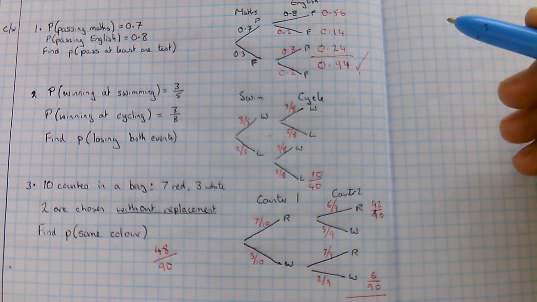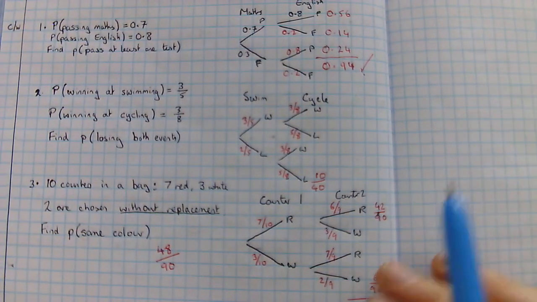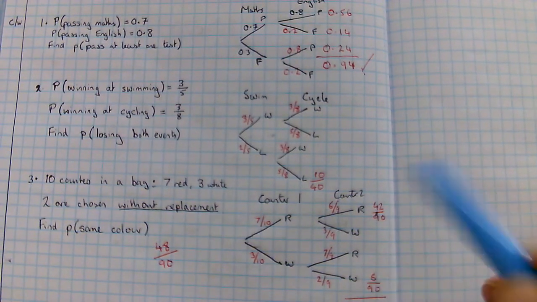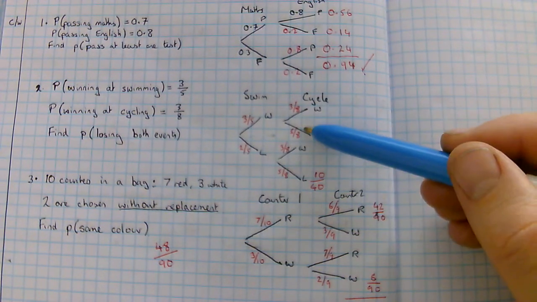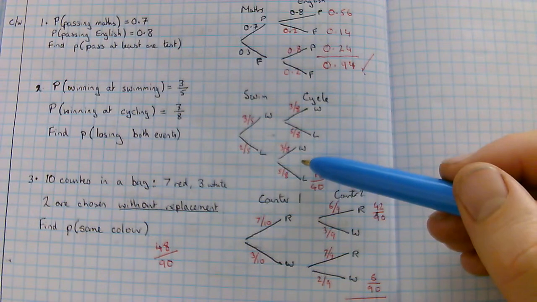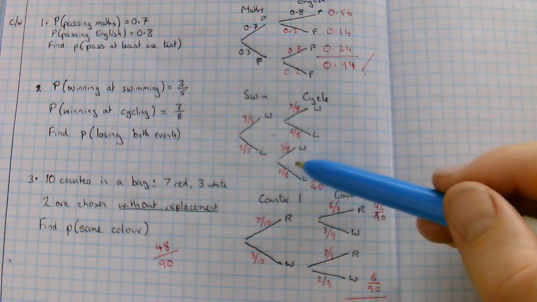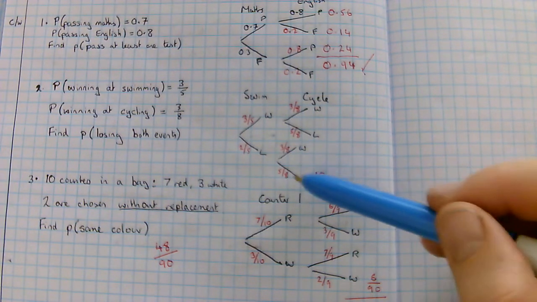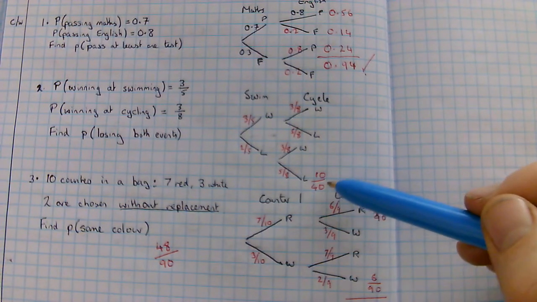For question 2, probability of winning at swimming is 3/5. Probability of you losing then is 2/5, 3/8, 5/8, 3/8, 5/8. Probability of losing both events is 2/5 times 5/8. 2 times 5 is 10, 5 times 8 is 40, so it's 10 out of 40.